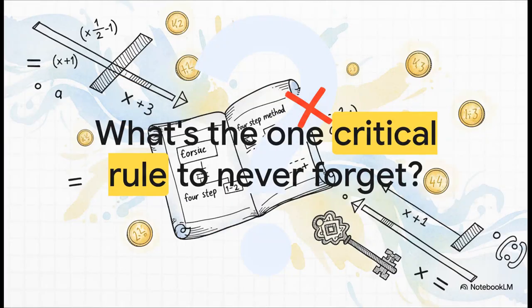So we've covered a lot, from seeing how this connects to simple fractions, to learning a 4-step method, to avoiding common traps. I'll leave you with just one final question to really lock it all in. What's that one critical rule, the golden rule you should never, ever forget when you're simplifying? Think about it. If you've got that answer, you're in great shape.